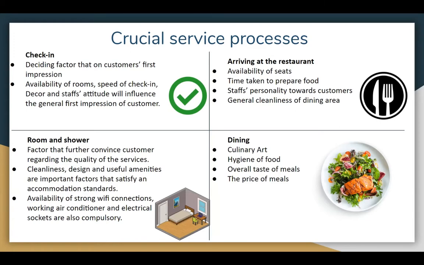The physical evidences of this process will be ambient music, warm lighting, desk registration, papers, and keys. However, elements that influence customers' first impression are the availability of rooms, waiting time to check in, staff's attitude toward customers, and also price.